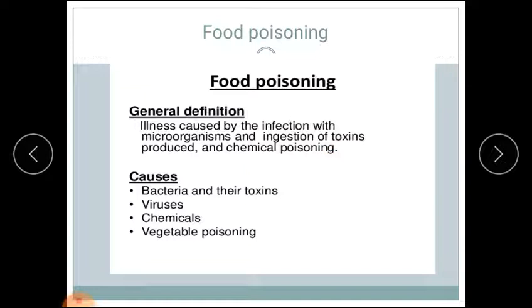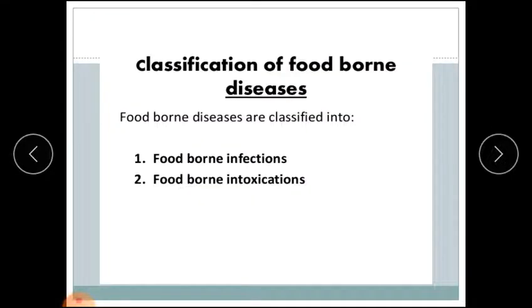Now there are different factors, different organisms and many other chances of causing food poisoning. One is bacteria and their toxins, meaning the organism growing in that food and the toxins produced by that bacteria. Next is viruses. Next is chemicals and vegetable poisoning. So we'll start with our first point, that is food poisoning or foodborne diseases. Foodborne diseases are also called food poisoning and food infection.